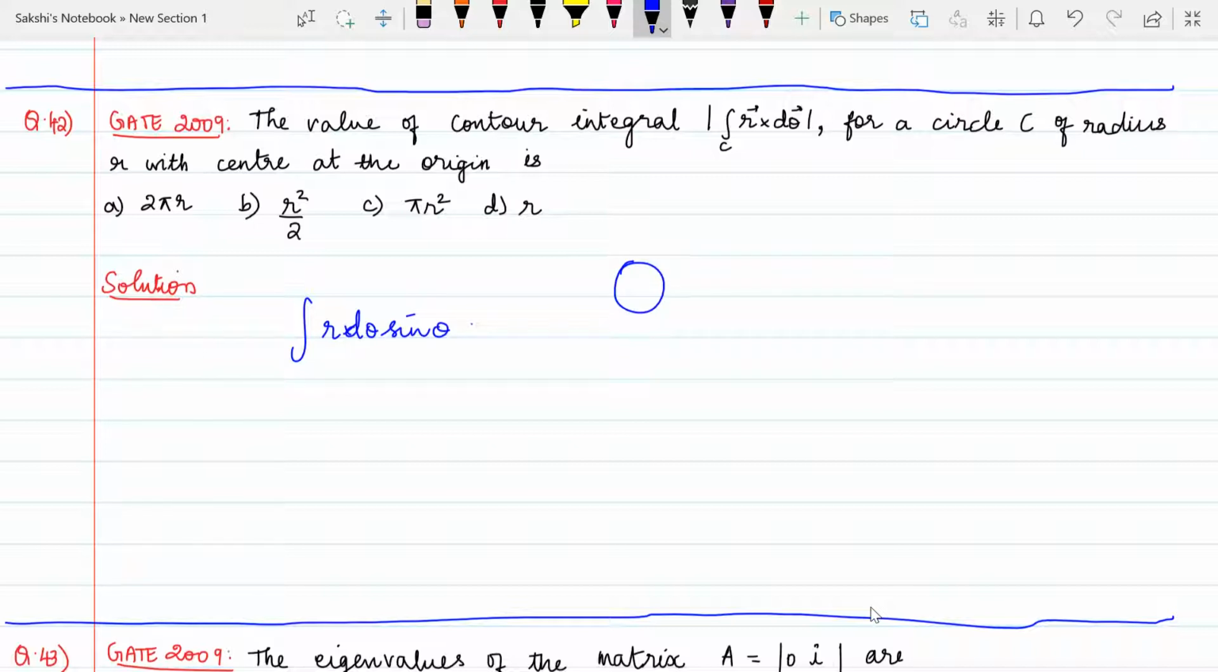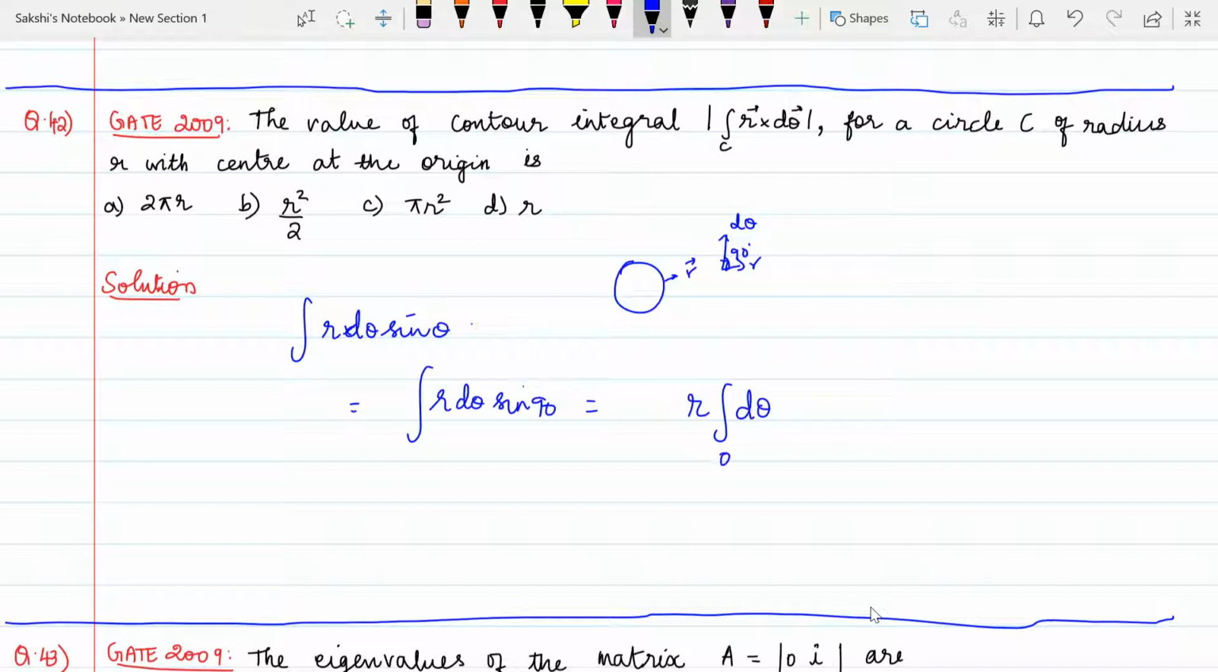If you see, for a circle, for a given angle, our radius vector and d theta will be perpendicular to each other. So therefore I can say that theta here will be 90 degrees. Therefore I can say r d theta sine 90, which is equal to r integral d theta.